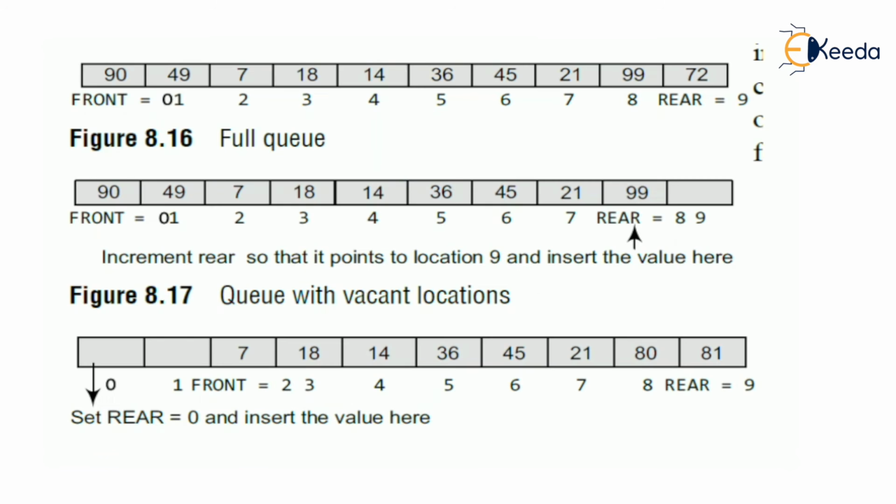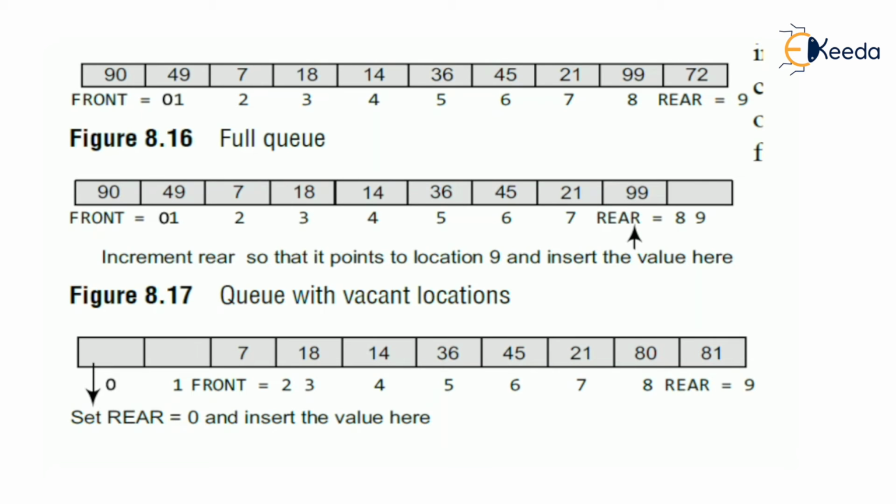Front is equal to 0, rear is equal to max minus 1. In the second case, that is a queue with a vacant location, we have to consider the condition rear is not equal to max minus 1. And in the third case, we have to consider that front is not equal to 0 and rear is equal to max minus 1.